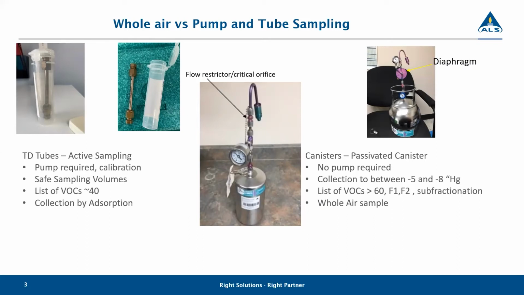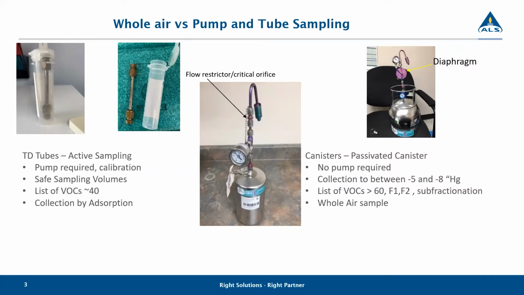And when we talk about active sampling for TD tubes, one of the things that is often a concern for us as a lab is safe sampling volumes. While each tube can hold a significant volume of air, when you're sampling with a pump, you're sampling flow rate over time, and you're collecting a volume onto that tube. Not all compounds, if there's a high concentration of that compound, will stick onto that sorbent media if you overwhelm or saturate the tube.